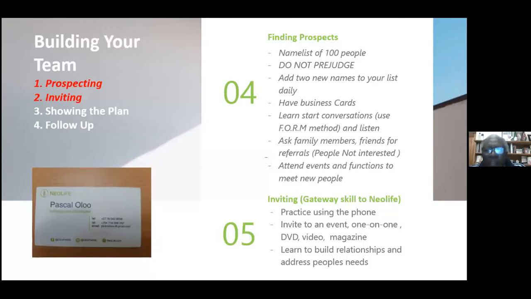Okay. The next thing is learn to start conversations with people. Use a FORM principle. FORM stands for family, occupation, recreation, and money needs or motivation needs. You see, everybody has a family. Everybody has an occupation. Everybody has a recreation of things they do which is outside their work. And everybody has money needs or a motivation why they would want to use the products or join our business. And then develop the capacity for listening.